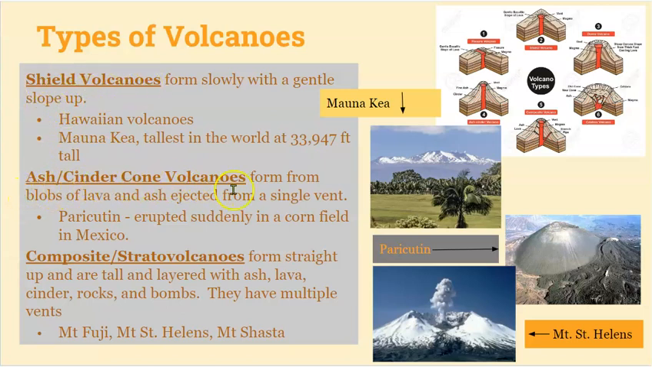Ash or cinder cone volcanoes generally will form from big blobs of lava and ash that are ejected from a single vent. So they don't take years and years to form. In fact, they can form very, very quickly. Parícutin erupted suddenly in a cornfield in Mexico. This is actually what she looks like today. She's outside of Mexico City in the Mexican Valley.